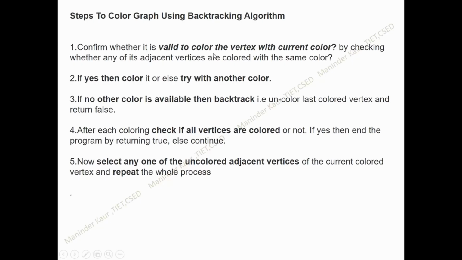First, confirm whether the color is valid for the given vertex which you want to color. That means no two adjacent vertices should have the same color. If validity is approved, color it. Otherwise, try the immediate next color. If no color is available, then you can backtrack, that is, uncolor the last colored vertex and return false. After each coloring, check whether all vertices are colored or not.